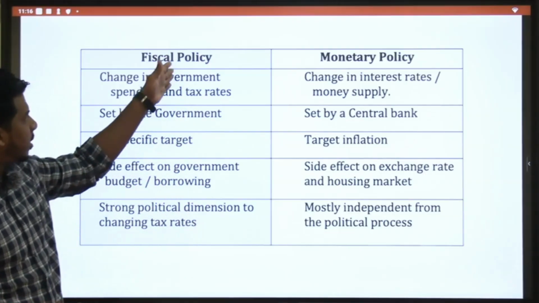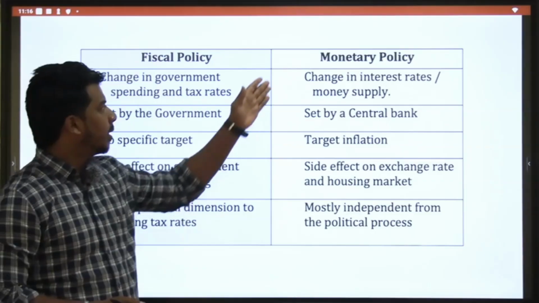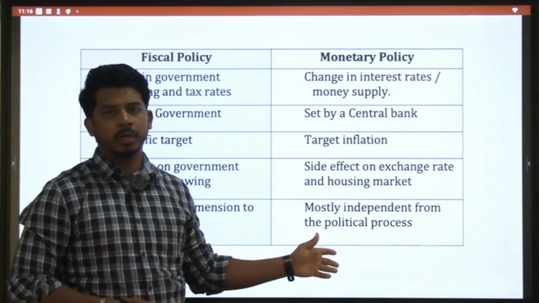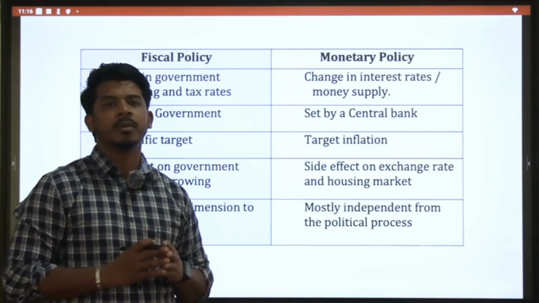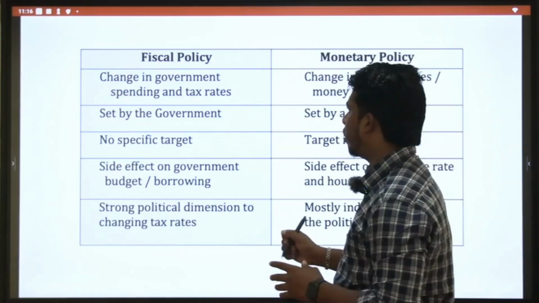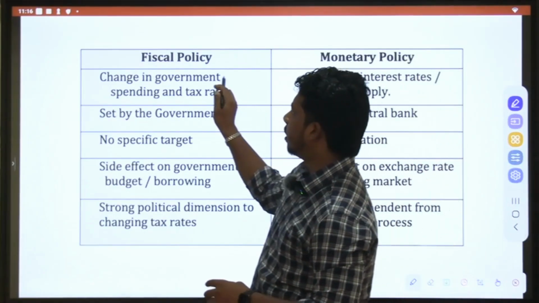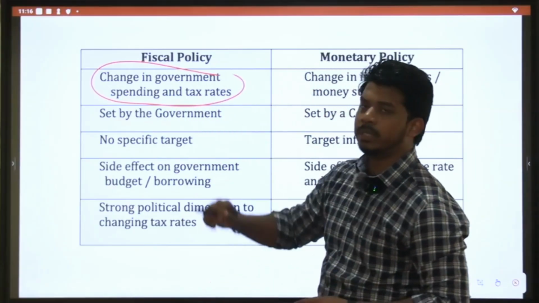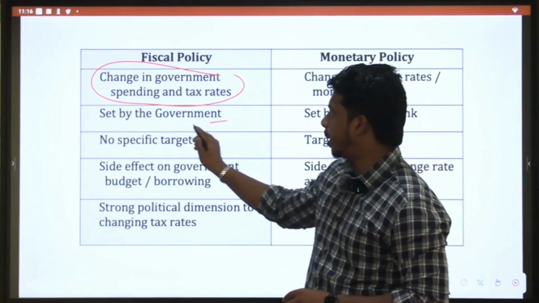The previous chapter is about fiscal policy. This chapter is about monetary policy. Fiscal policy management and monetary policy management, you need to understand the difference. Fiscal policy, we know, is about the management of revenues and expenditures of the government. It is done by the government.